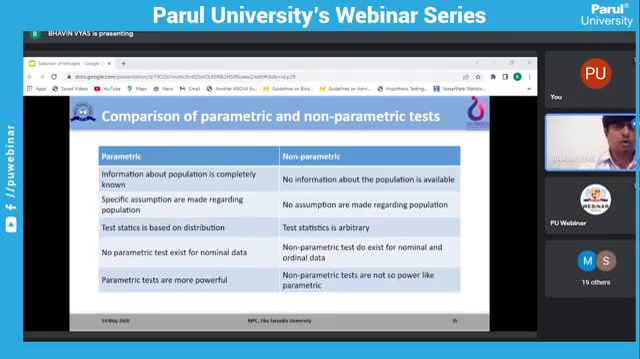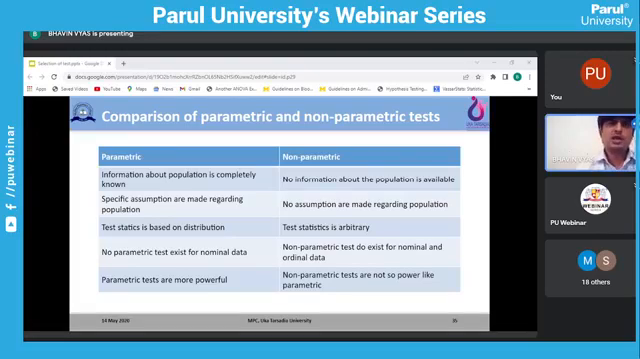The general rule I am going to tell, when to select parametric and when to select non-parametric, should be based first on whether your data is normally distributed or not. If it is normally distributed, you go for a parametric test. If it is not normally distributed, a non-parametric test.